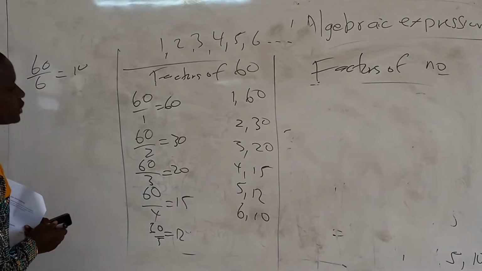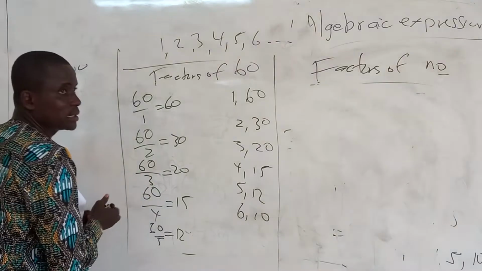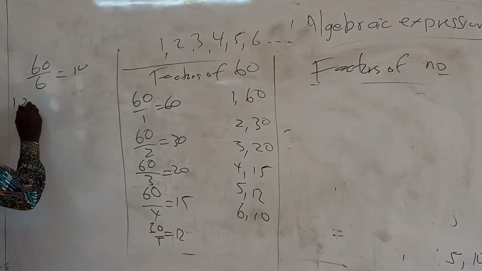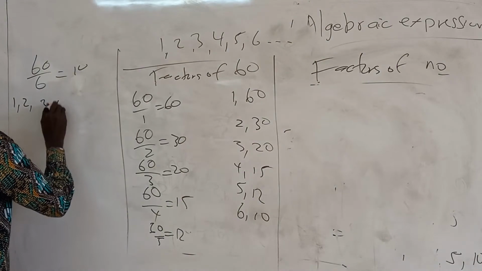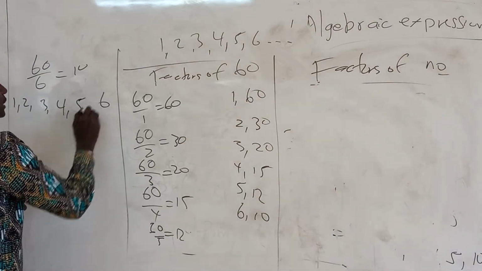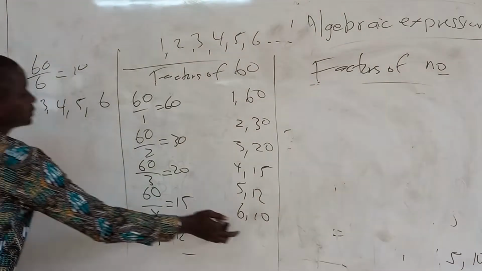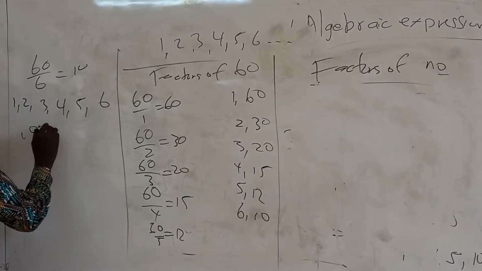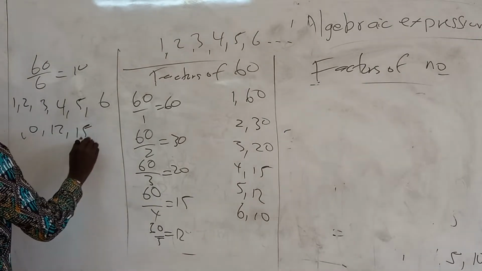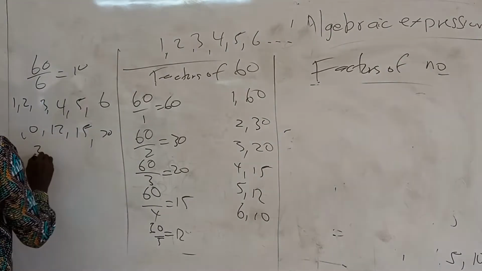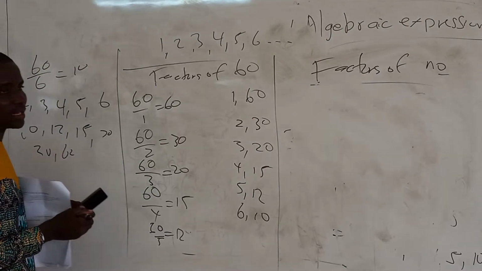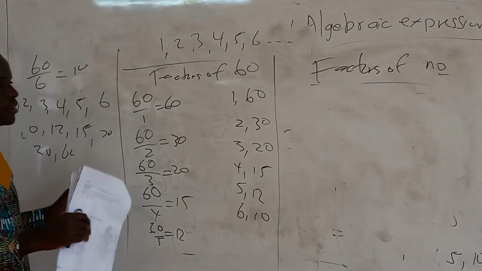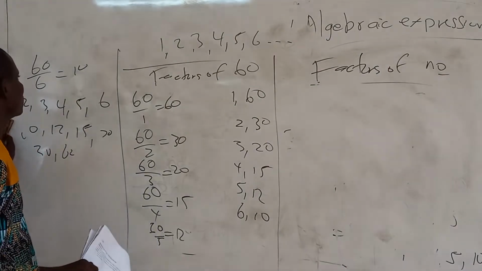Therefore, you can write the factors of 60 if you want to write the factors. It's going to be what? 1, 2, 3, 4, 5, 6, 10, 12, 15, 20, 30, and 60. Exactly. This is the information that we have about it.